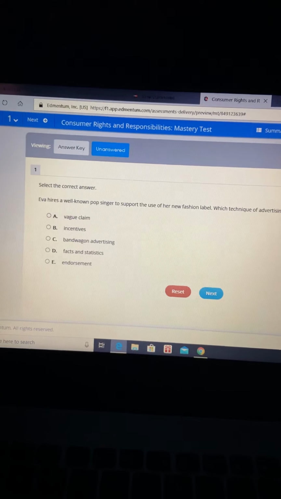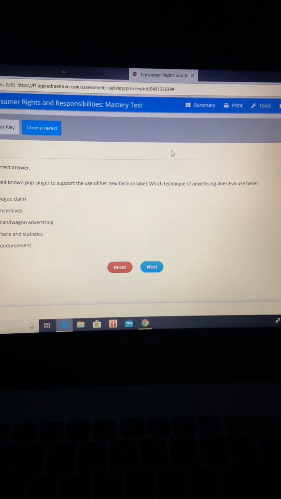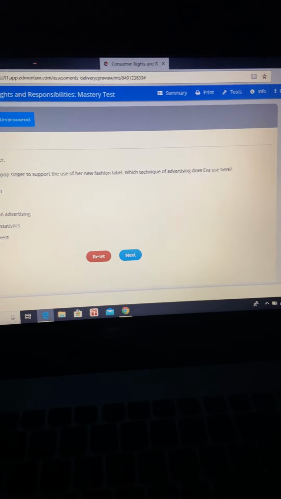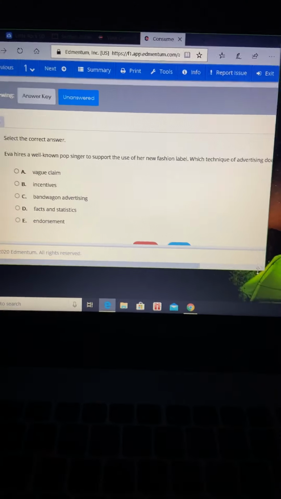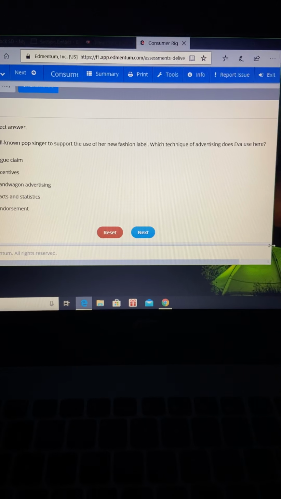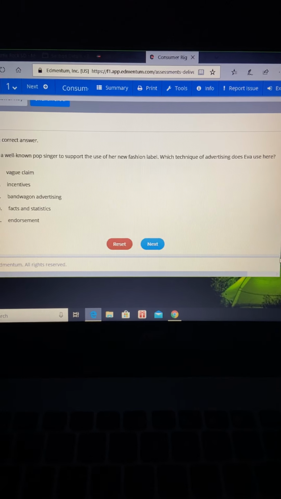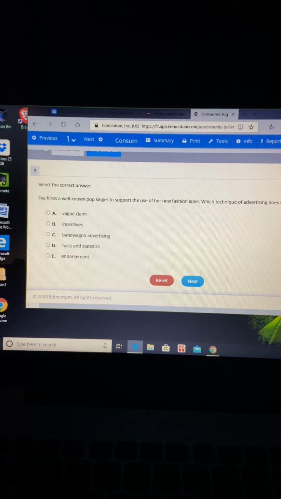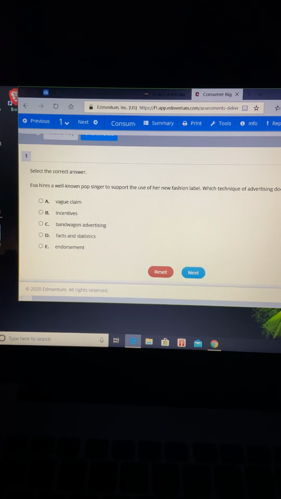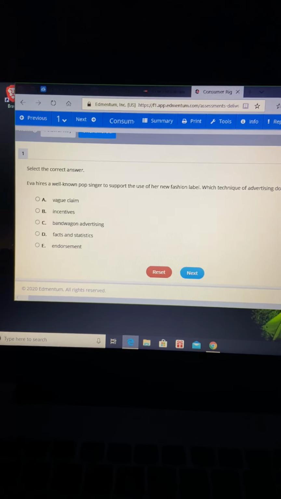Eva hires a well-known pop singer to support the use of her new fashion label. Here, let me see if I can get this to get smaller. It'll fit in the screen. Which technique of advertising does Eva use here? She's using vague claim, incentives, bandwagon advertising, facts and statistics, or endorsement.